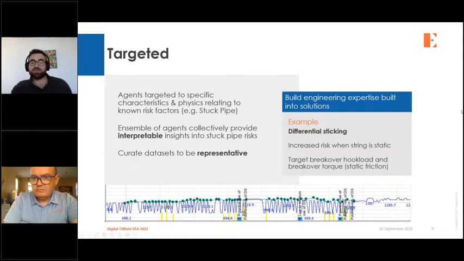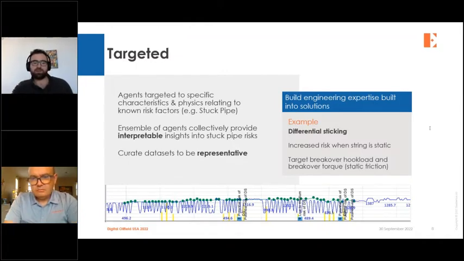So let's say HPHT wells, high pressure, high temperature, are more towards the extreme end of things. If you have none of that represented in your initial data sets, then it's unlikely that you'll get very, very good performance in these sorts of things. So curation of data is really, really important when designing any solution.